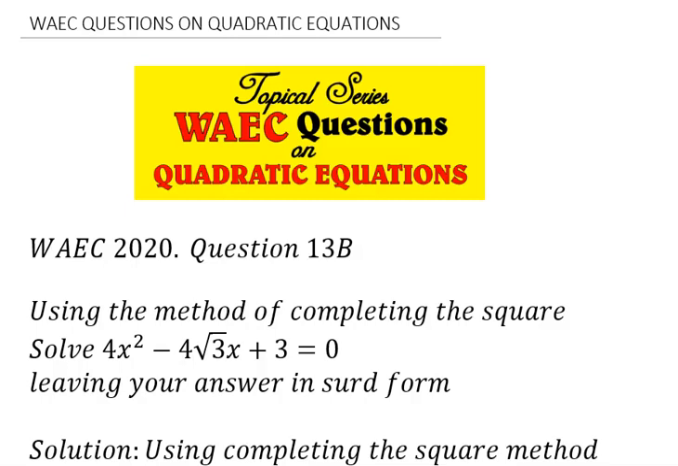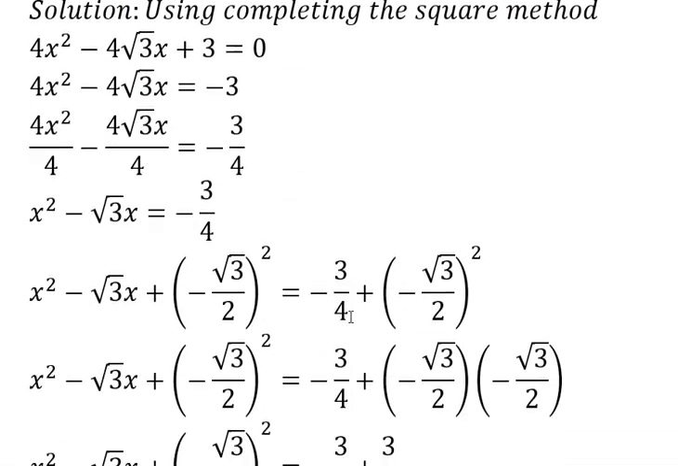Now, WAEC 2020 question 13b says, using the method of completing the square, solve 4x squared minus 4 root 3x plus 3 equals 0, leaving your answer in surd form. This particular question clearly states the method you should use. If you are not given any method, you can use any method that suits you. But this question says clearly using the method of completing the square, so you are not to use any other method. So let's solve.